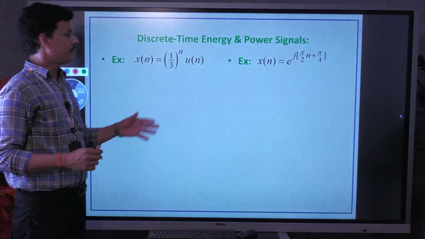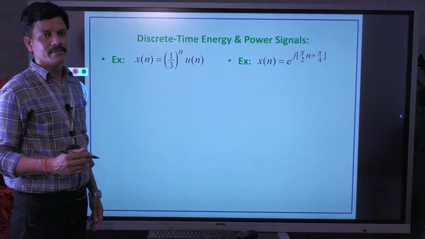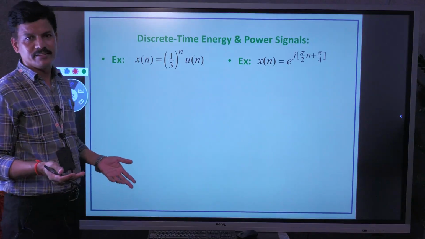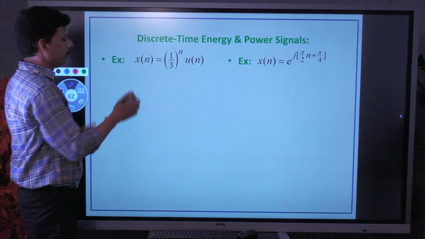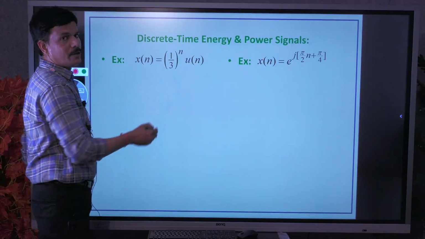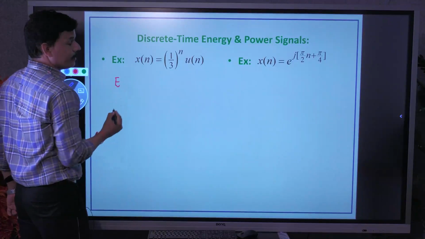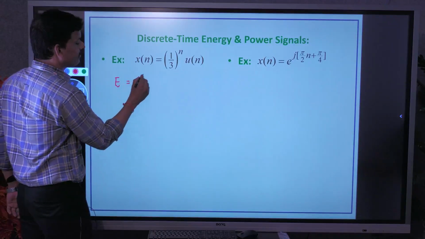Similarly, let us take two discrete time signals. Here also the procedure is the same, only the formula's notation is changed. Now it is in discrete time. So the given signal is (1/3)^n u[n]. Directly you can calculate the total energy E in discrete time.